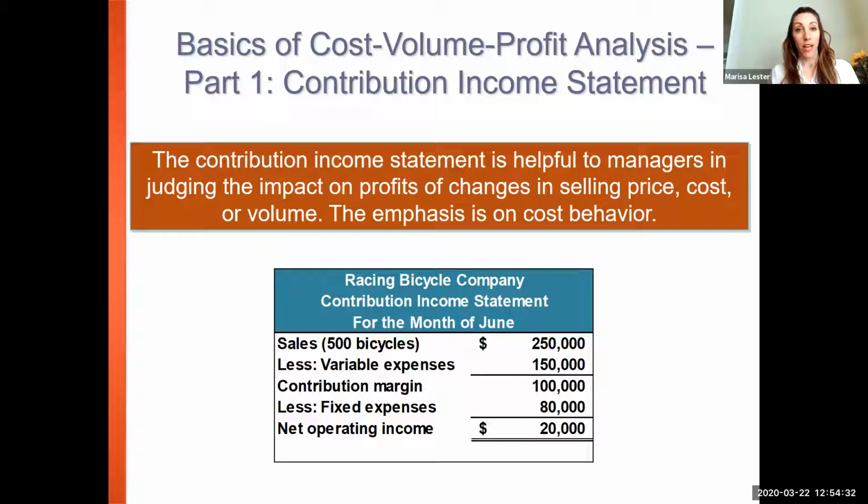This looks different than our traditional income statement. Do you remember the line items in a traditional income statement that you would see on the financial statements? Yes? Awesome. So sales minus cost of goods sold equals gross margin, gross profit, minus selling and administrative expenses, you're right, gives us net operating income. So now, instead of organizing our expenses based on how we accumulate them and how they're incurred, we are organizing them based on behavior.